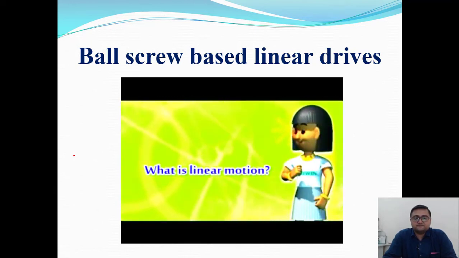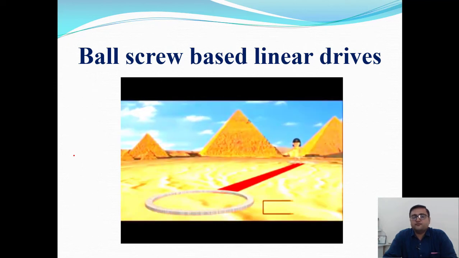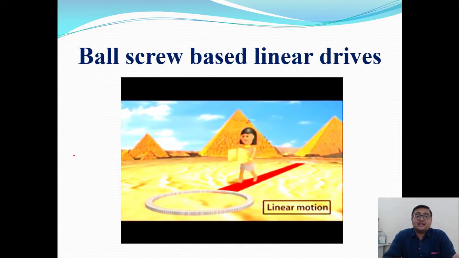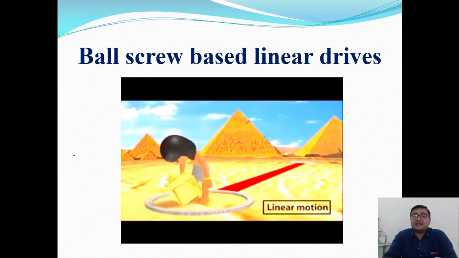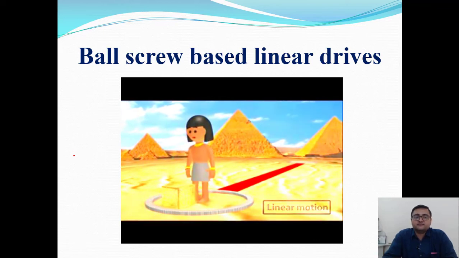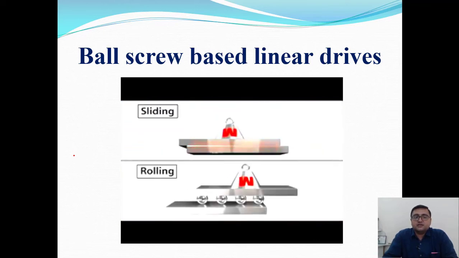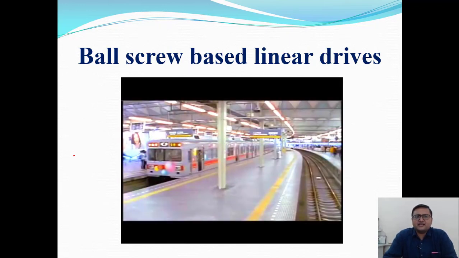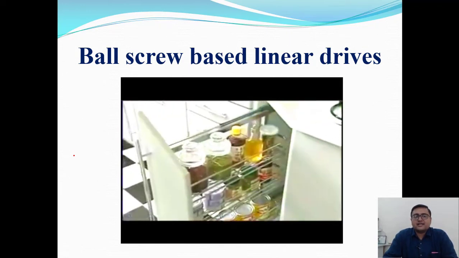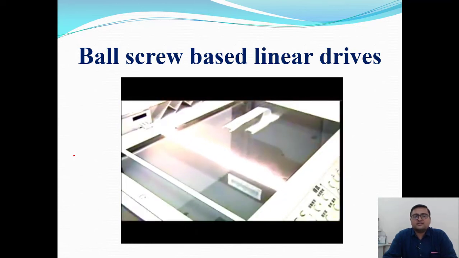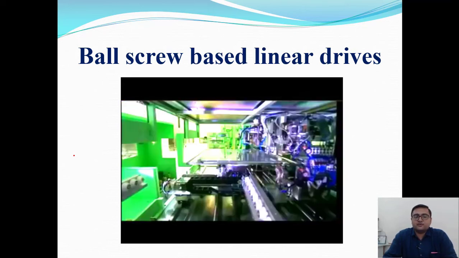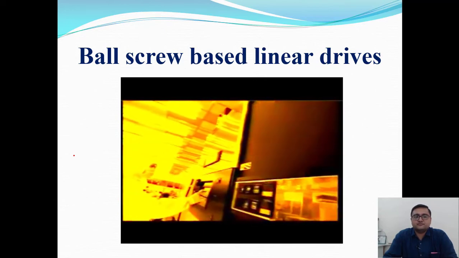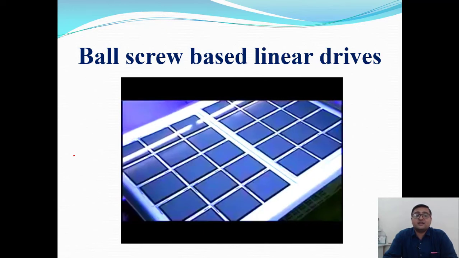What is linear motion? Linear motion is when one is moving from one end to another end in a straight line, or in the motion of a line. Between sliding and rolling, in which case will the resistance be less? Definitely in the case of rolling the resistance will be less, and that's why all the metros, all the sliding doors provided in the kitchen, or say the Xerox machine slider, are provided with rotary motion, not sliding motion, because sliding increases the wear and tear.